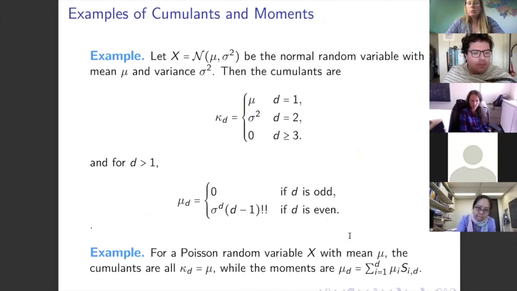And what about the Poisson random variable? That's interesting because it has mean mu, let's say, and then also its variance is mu. Well, it's actually true for all the cumulants. They're all mu. All the higher cumulants are also mu. If you look at the moments, they're not quite the same. Mu sub d is mu sub i times a Stirling number. So you have to do that sum all the way down. Okay, so you agree cumulants are good? We should all know cumulants.